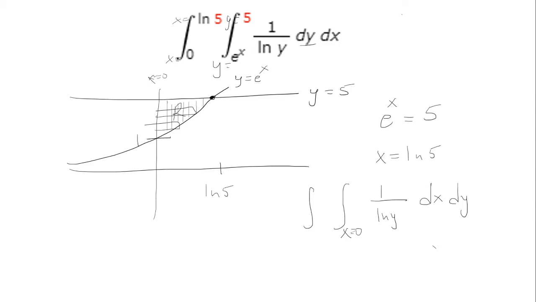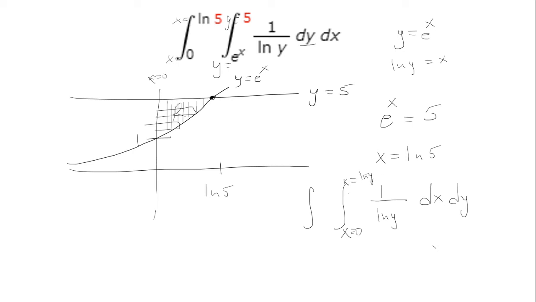But I'm not going to write e to the x because I want to solve for x, right? My limits are x equals, not y equals. So I'm going to solve for x by taking the natural log of both sides. And so I find that x is equal to ln of y.